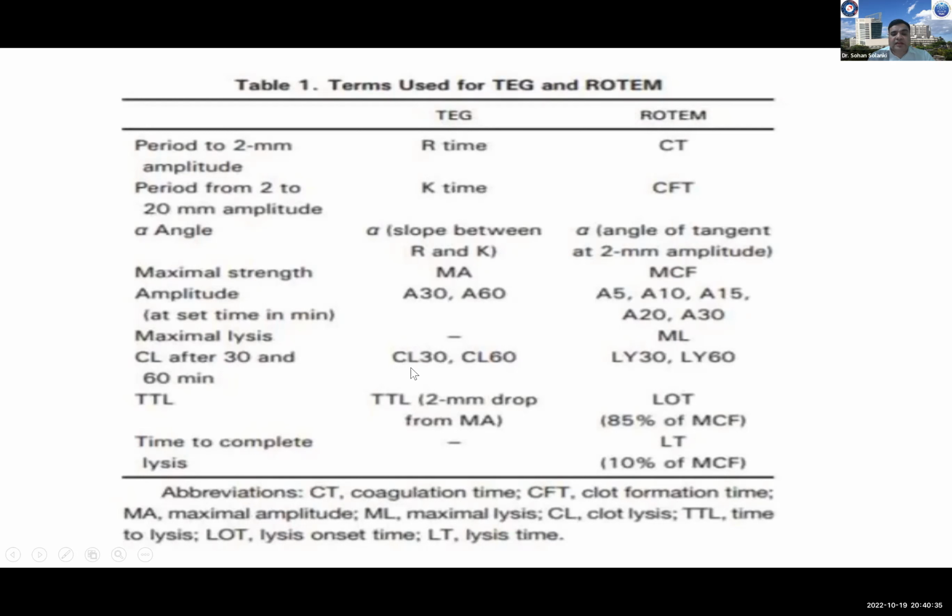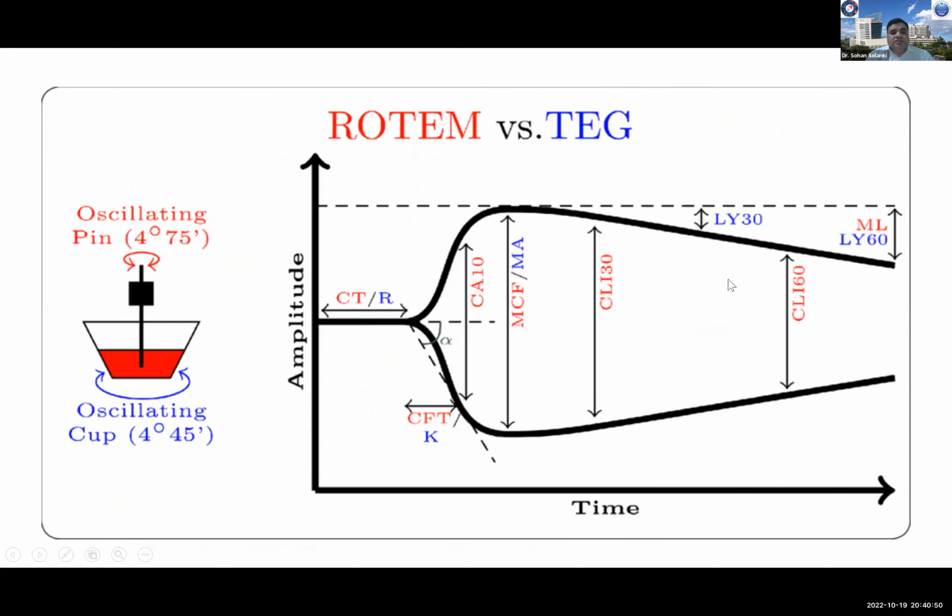And then in place of LY30, LY60, you see some other form of nomenclature. But mainly the nomenclature difference is CT, CFT, and MCF. So this is the difference between the ROTEM and the TEG. The oscillation is 4 degrees 75 in the TEG, and now it is 4 degrees 45 only in the ROTEM. And all other differences aside, the waveform and the principle are almost the same in both.